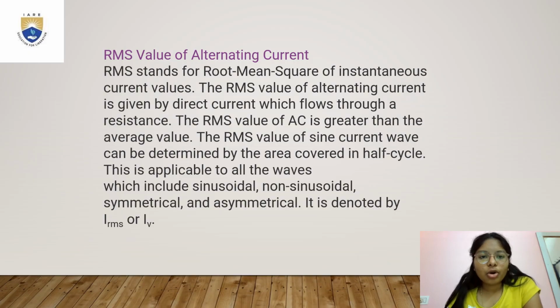Now RMS value of alternating current. RMS stands for root mean square of instantaneous current values. The RMS value of alternating current is given by the direct current which flows through a resistance. The RMS value of AC is greater than the average value. The RMS value of a sine current wave can be determined by the area covered in half cycle. This is applicable to all the waves, which include sinusoidal, non-sinusoidal, symmetrical, and asymmetrical. It is denoted by I_RMS or I_V.